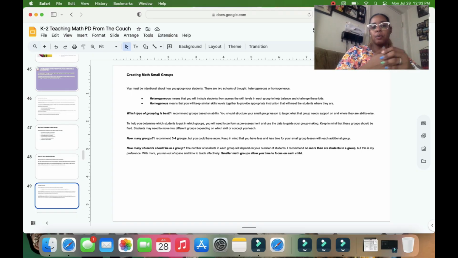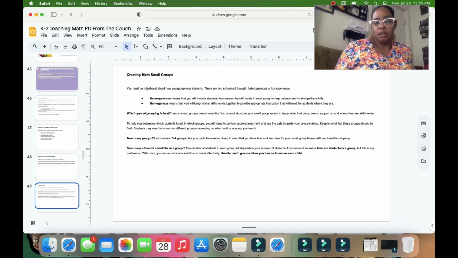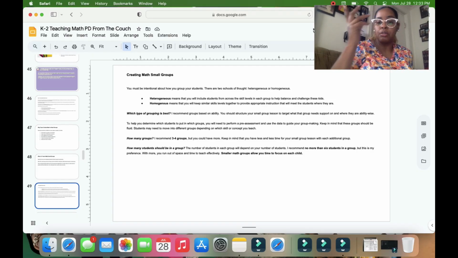And if you ask what type of grouping is best, I just recommend basing groups on ability, and that's to ensure that you structure your small group lessons to target what the group needs, support wise, and where they are ability wise. So how many groups? I just recommend 3 or 4, but you definitely could have more, but just keep in mind that less is better for your small group, with each additional group.